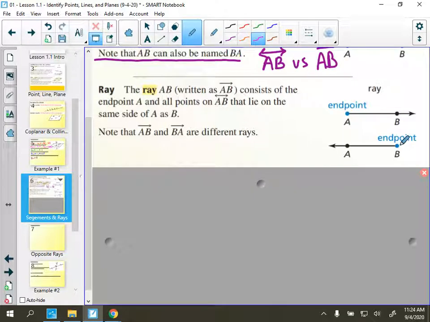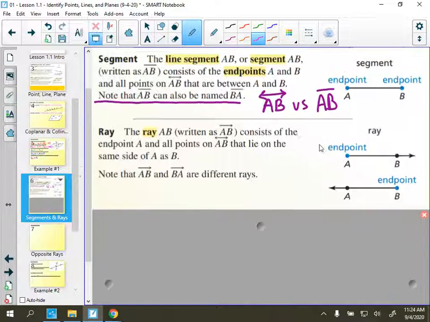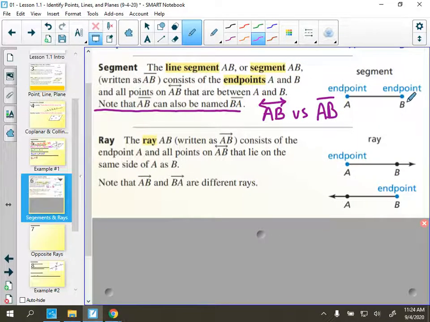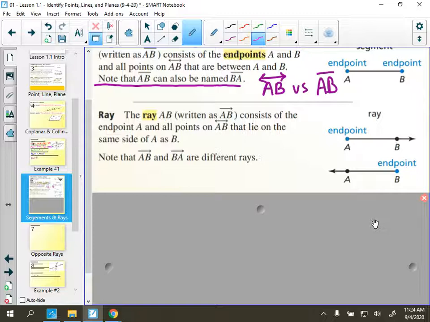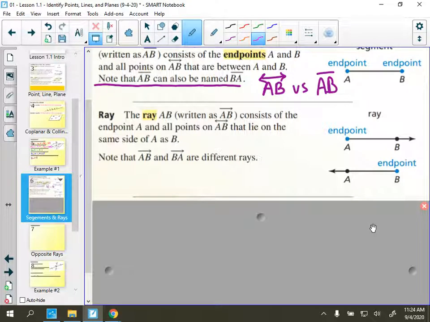Differently, this is a different ray down here. Ray BA starts at point B and goes forever in this direction. Okay, so we've seen some that are interchangeable. Segment AB, segment BA, yep, we're talking about the same piece right there. Line AB, line BA, we're talking about the same thing, forever in both directions. When I start talking about rays, I've got to be very specific. If I'm talking about ray AB, I'm talking about starting at A and going forever that way.